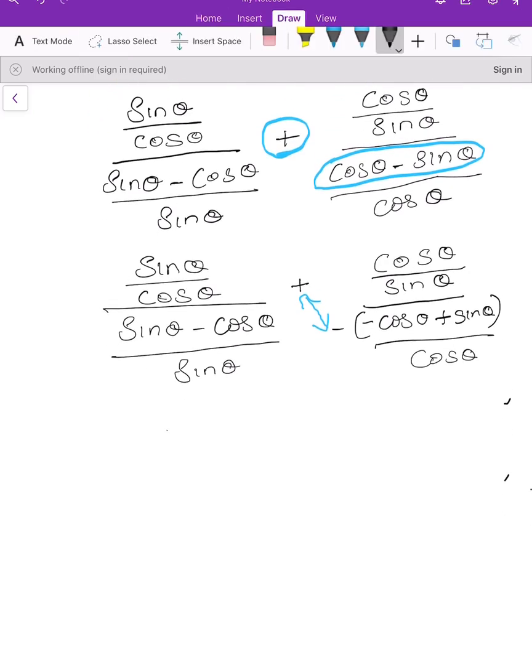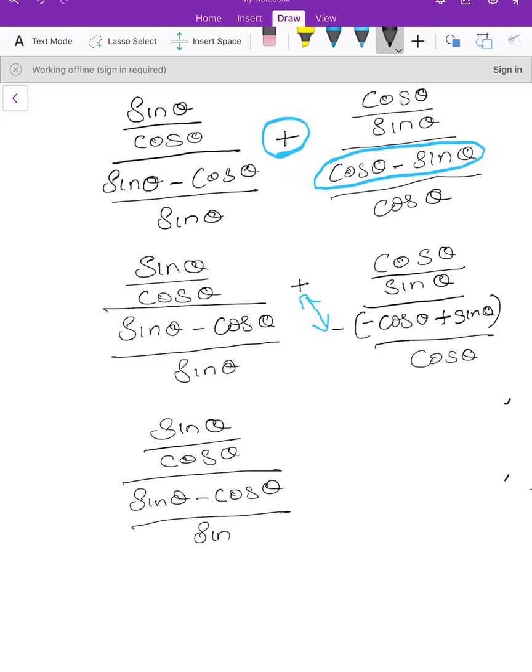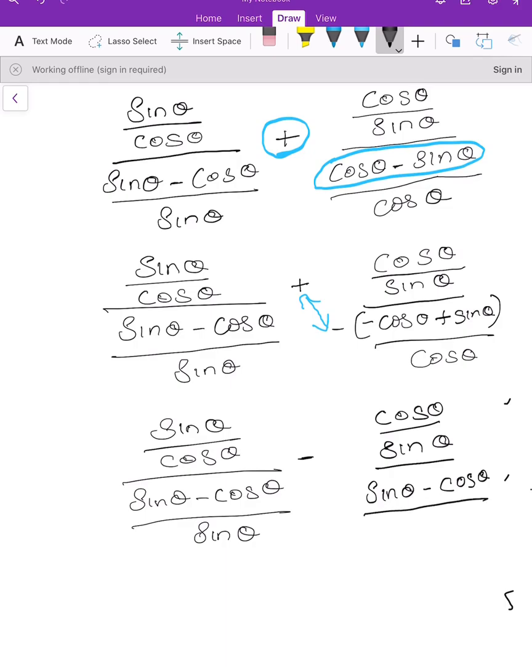This step you have to understand, what I am doing. Cos theta by sin theta minus cos theta by sin theta. So this minus into plus will become minus for me now: cos theta by sin theta. Now this is plus sin theta, so I can write that first, sin theta minus cos theta. See, I got this sin theta. For this, I am doing this step. Cos theta.